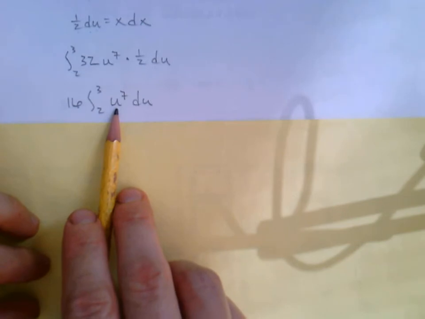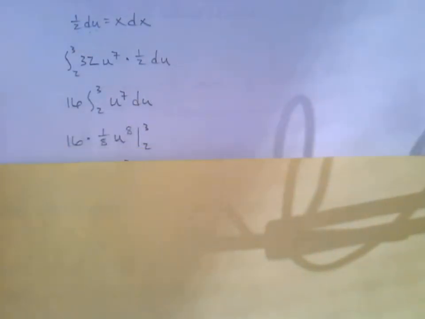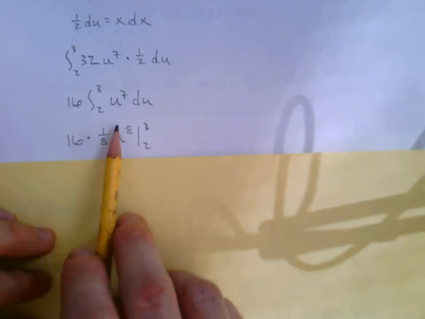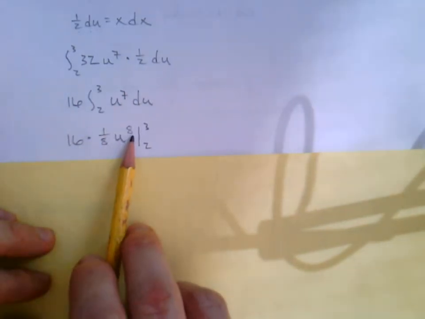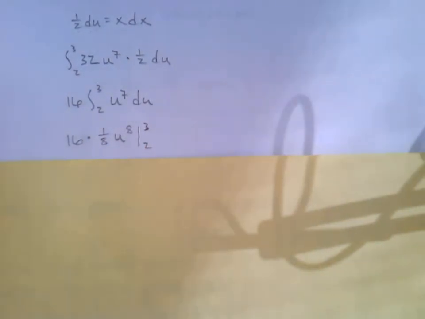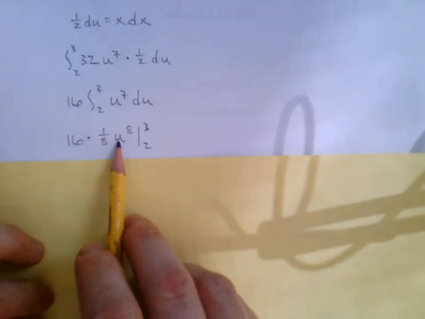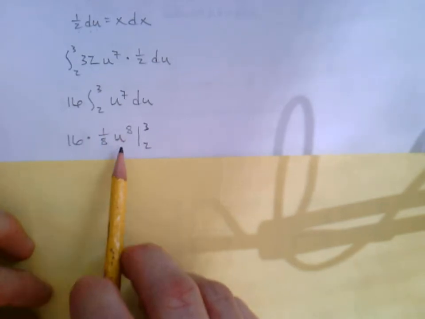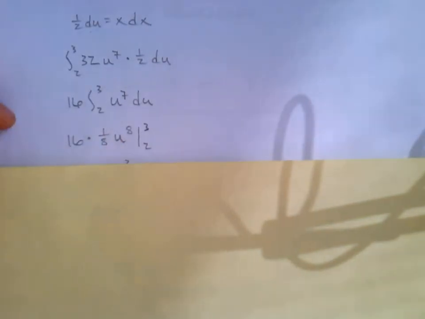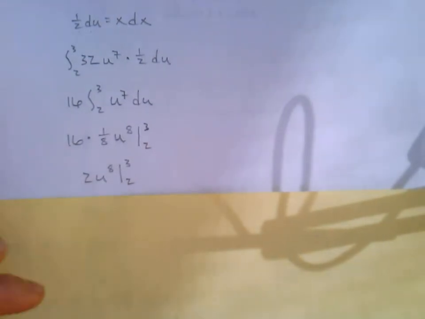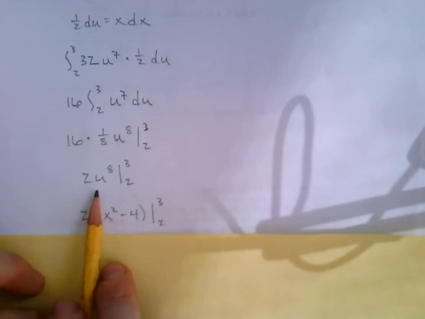Hey, what is that antiderivative? I'll keep the 16 as a constant multiple. This would be 1/8 u to the 8th, 2 to 3. Remember that before you end a u sub problem, you need to put what it's equal to back in there. So we need to do that here. Oh, looks like I simplified a little bit. 16 times 1/8. I need to put what u equals back in.